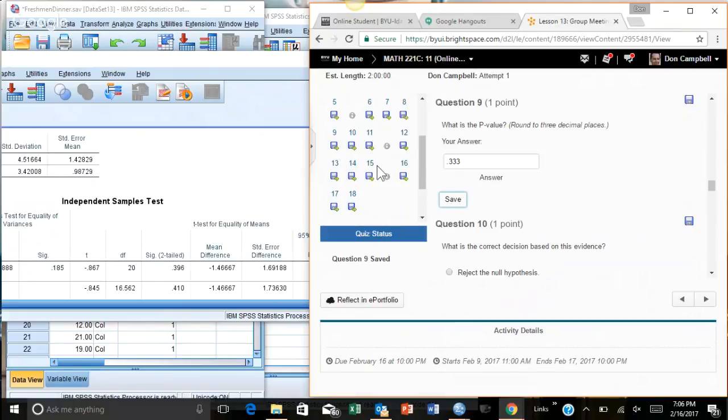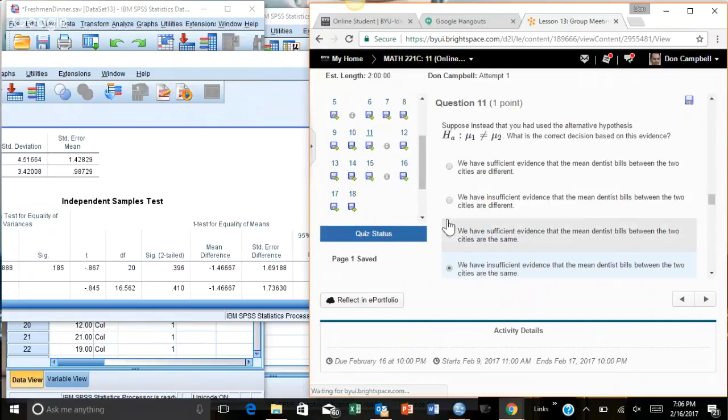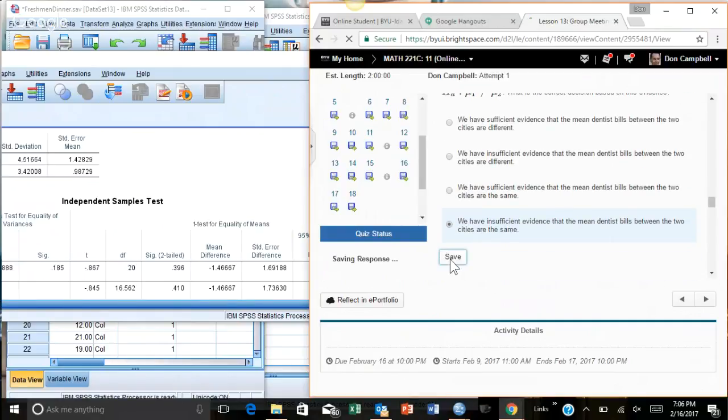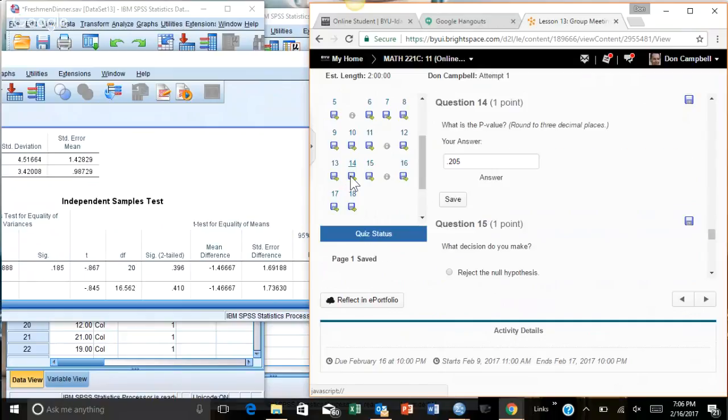And then number 14. Maybe we weren't supposed to halve that one. Maybe we were supposed to leave it. 0.410. Yeah. That might be. Okay. We'll go with that.